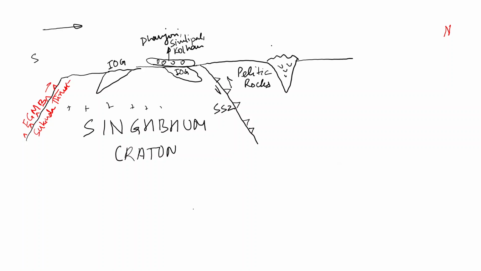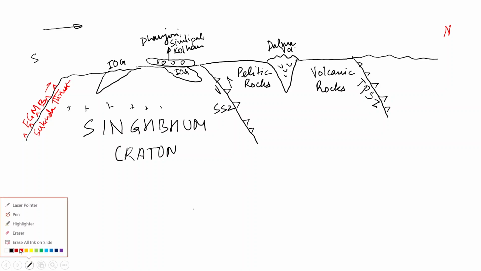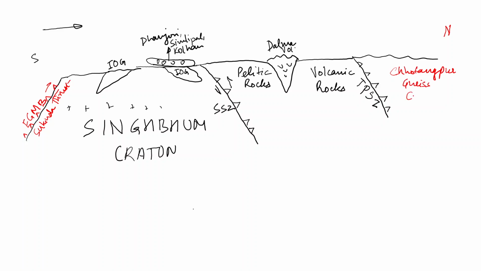And these rocks over here, they are the Dalma Volcanics. Then these are the volcanic rocks exposed. And then we have the northernmost boundary of the Singhbhum Mobile Belt, known as the Tapas Porpahar Shear Zone. And then it is separated from the, as previously mentioned, the Chota Nagpur Gneiss Complex.